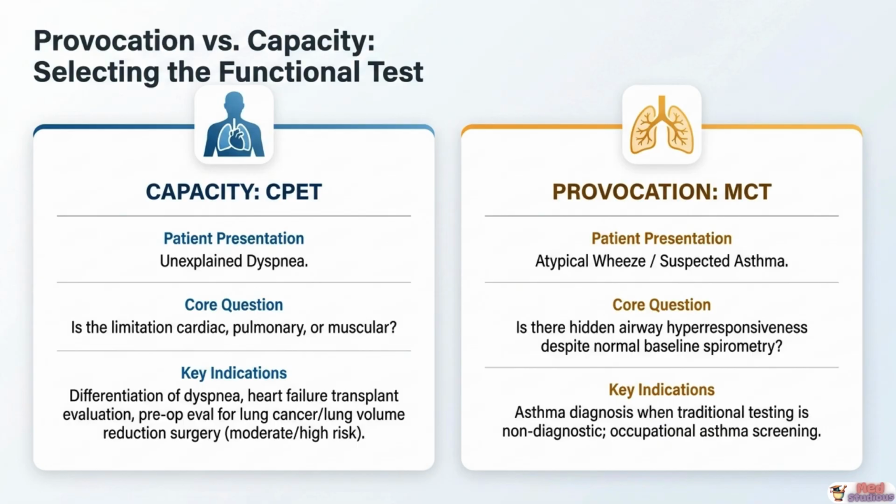On the other hand, if your patient presents with atypical wheeze or suspected asthma, but has a normal baseline spirometry, you need a provocation test, the Methacholine challenge test, or MCT. MCT asks, is there hidden airway hyperresponsiveness lurking beneath a normal resting FEV1? Key indications for CPET include dyspnea differentiation, heart failure transplant evaluation, and preoperative risk assessment for lung cancer or lung volume reduction surgery. MCT is your go-to for diagnosing asthma when traditional testing is non-diagnostic, and for occupational asthma screening. Choose wisely. Wrong test, wrong answer.